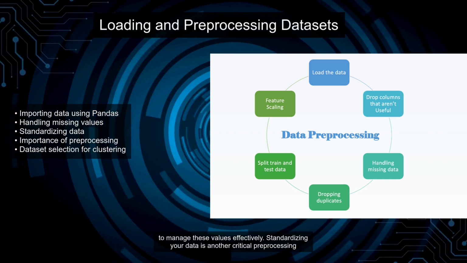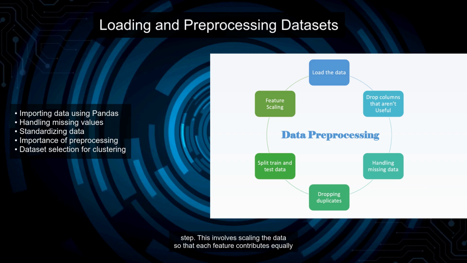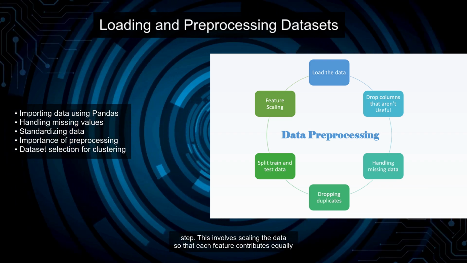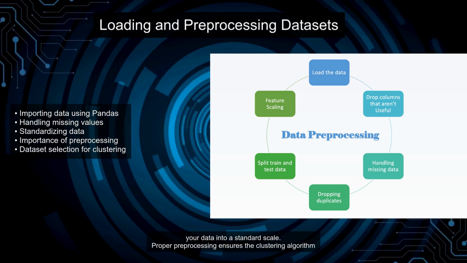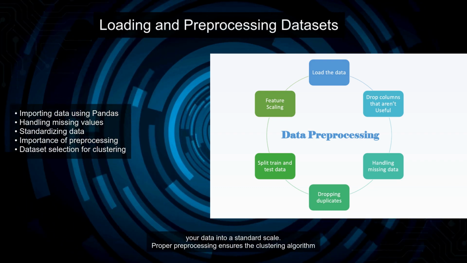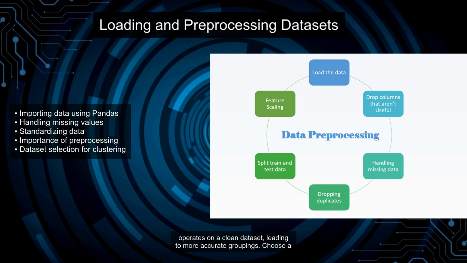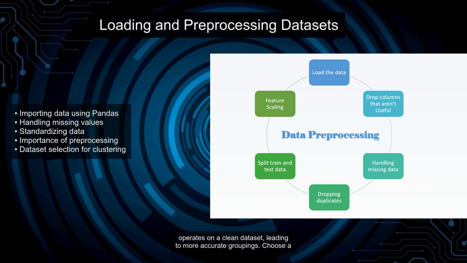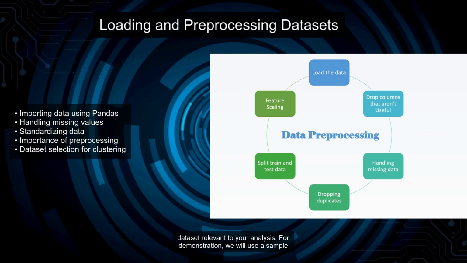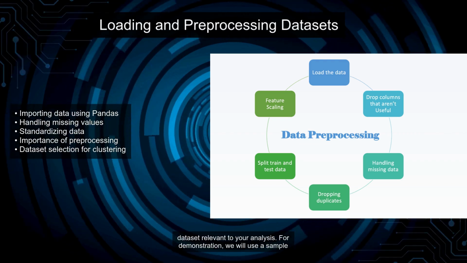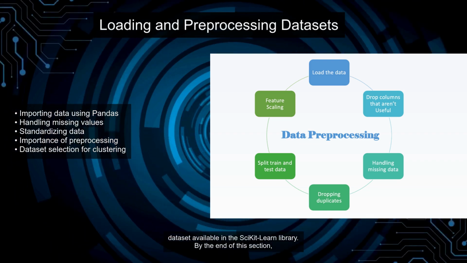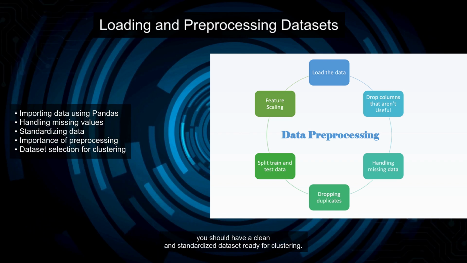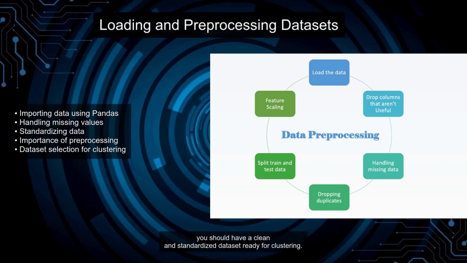Standardizing your data is another critical preprocessing step. This involves scaling the data so that each feature contributes equally to the distance calculations in clustering. Use StandardScaler from scikit-learn to transform your data into a standard scale. Proper preprocessing ensures the clustering algorithm operates on a clean dataset, leading to more accurate groupings. Choose a dataset relevant to your analysis. For demonstration, we will use a sample dataset available in the scikit-learn library. By the end of this section, you should have a clean and standardized dataset ready for clustering.